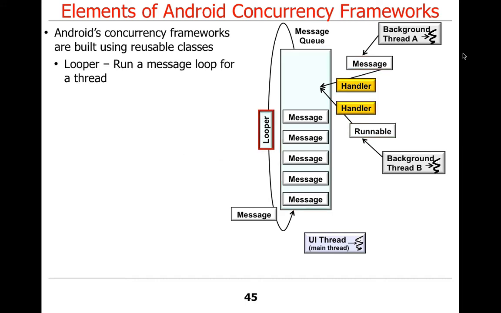So let's first start by talking about one of the simplest mechanisms that is provided here. This is one of the invisible classes for the most part. You can program to it directly, but it's typically invisible. And it's called the looper.